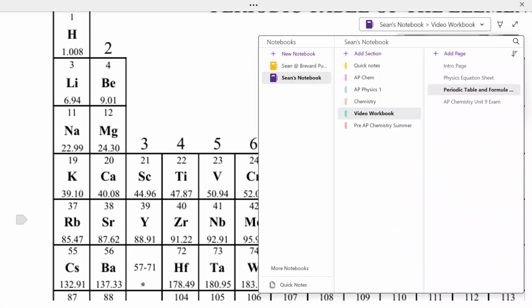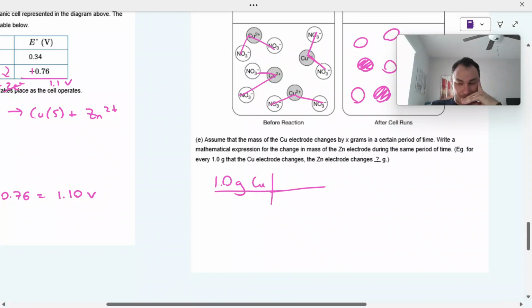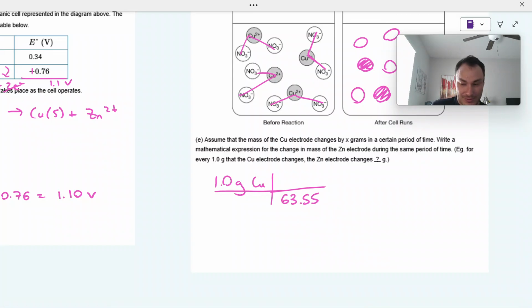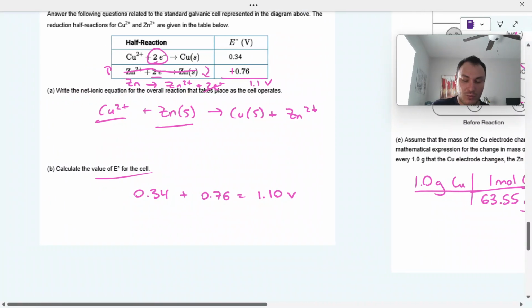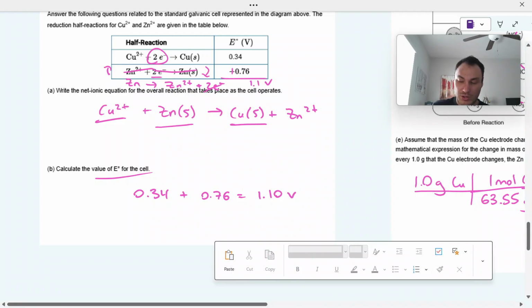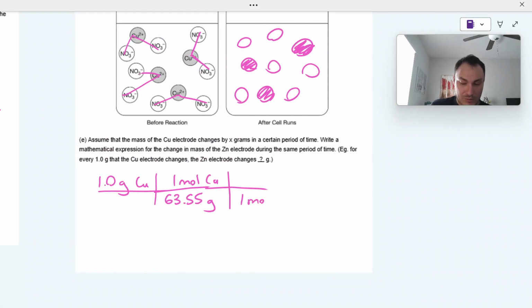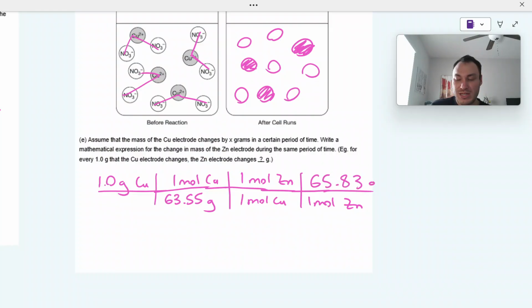We'll just do one at a time. Copper is 63.55 grams per 1 mole. According to our balanced reaction that we made over here, for every 1 mole of copper, we get 1 mole of zinc, so it's a 1-to-1 mole ratio. So 1 mole of copper, 1 mole of zinc, and then zinc was 65.38 grams.